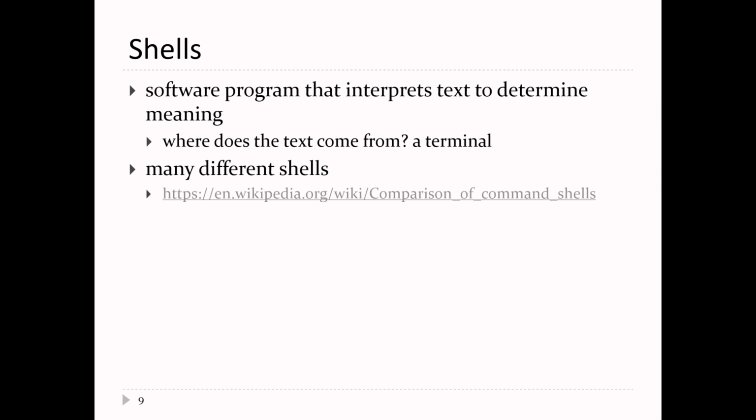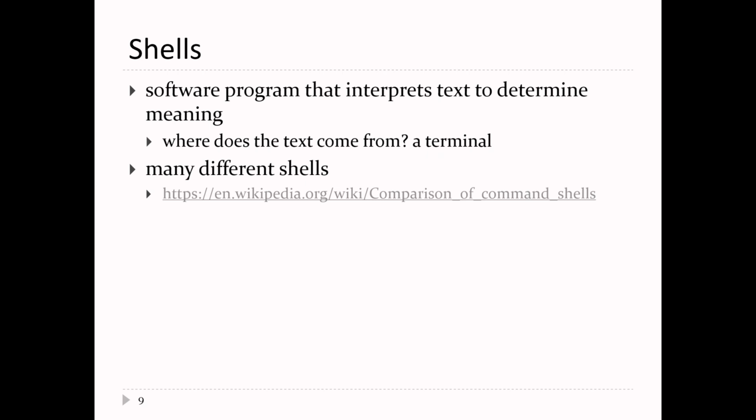Okay, so your terminal is the thing that lets you type commands into it, and it can display the output of commands. But the thing that actually interprets the commands is called a shell. Your shell is the software program that interprets text to determine meaning. In other words, when you type something in and press enter, it's the shell that interprets what was typed in and tries to do something with it. Of course, where does the text come from? Well, it comes from a terminal. And it turns out there's a whole bunch of different shells.